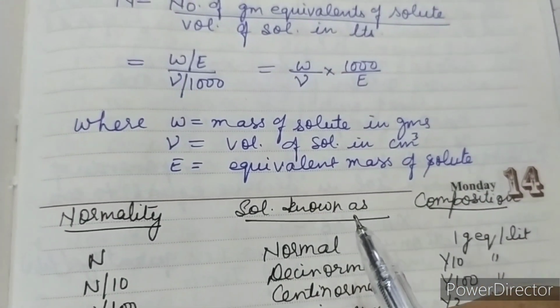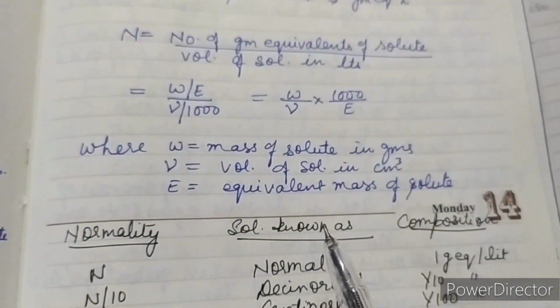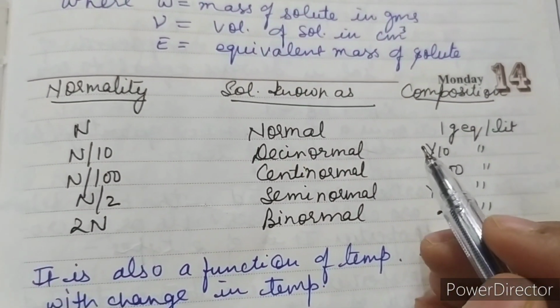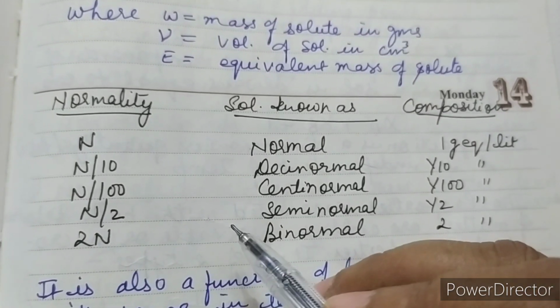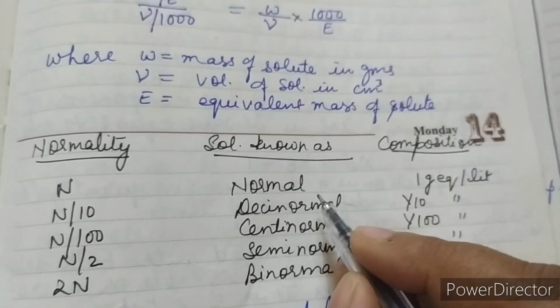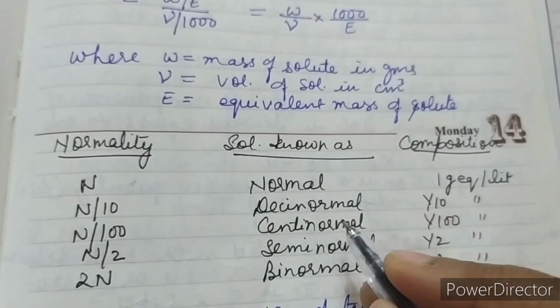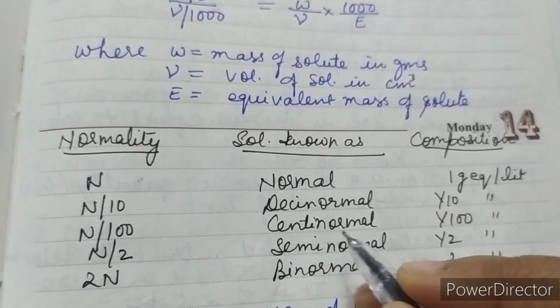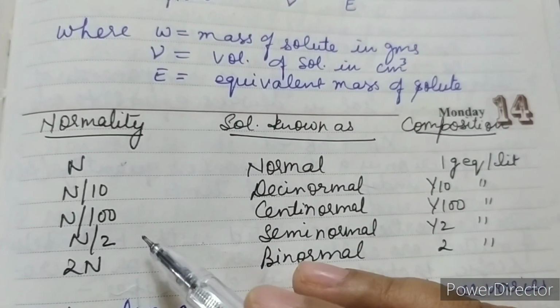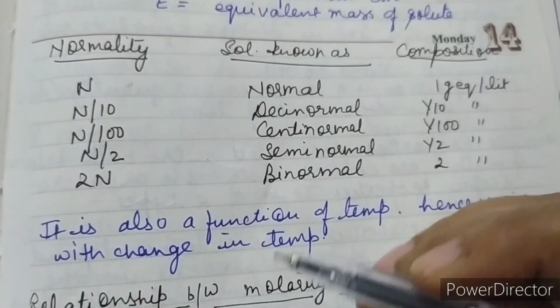Now because here again the volume is involved, it is dependent on temperature and changes with temperature. Similarly, as we have done in molarity, if 1 gram equivalent is dissolved per liter, it is normal. Normality is 1, it is called normal solution, denoted by N. Decinormal, N by 10. Centinormal, N by 100. Semi-normal, N by 2. And binormal, 2N is being denoted as follows.